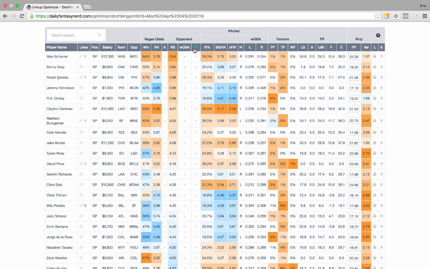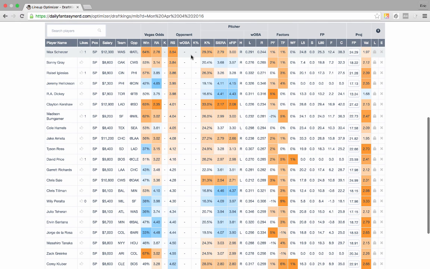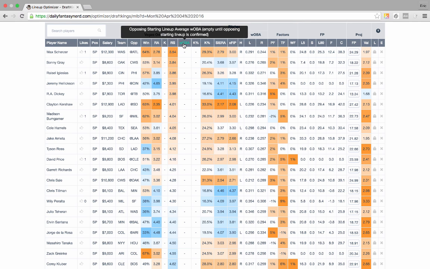Same goes for strikeout percentage. This will average the strikeout rate of that starting lineup for that day. And you can sort by each of these columns as well. Sometimes these can be useful for figuring out which teams to stack if you want to sort by the highest wOBA stack on offense.